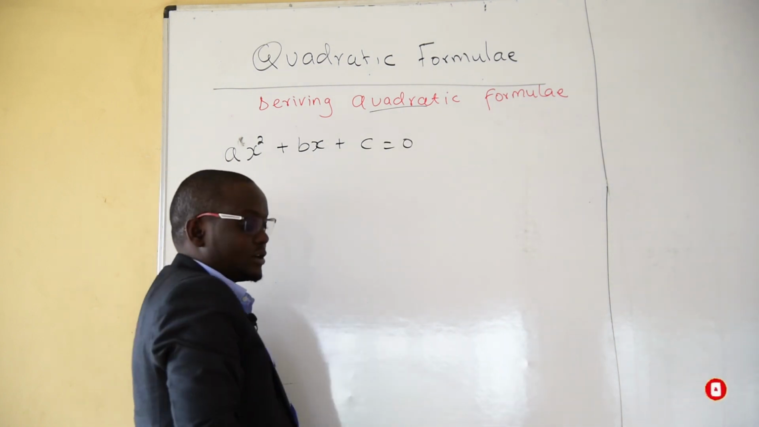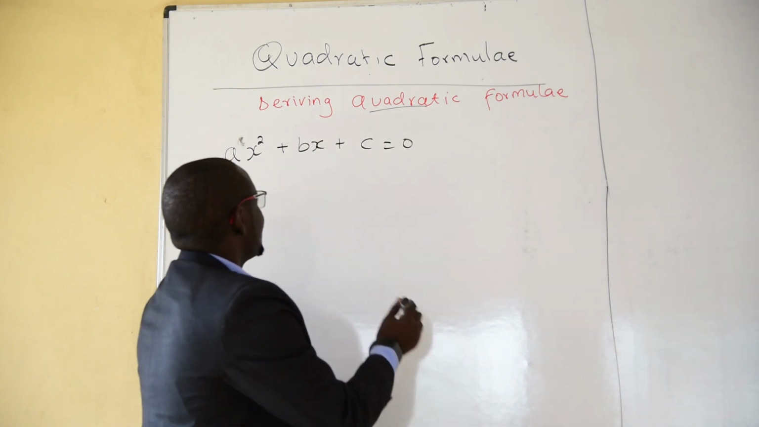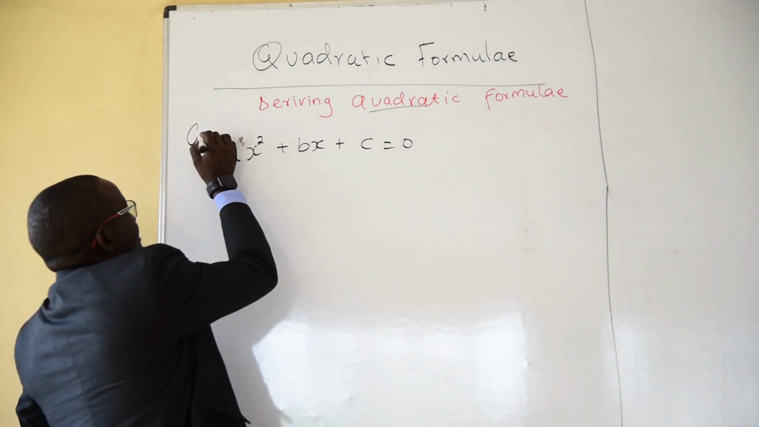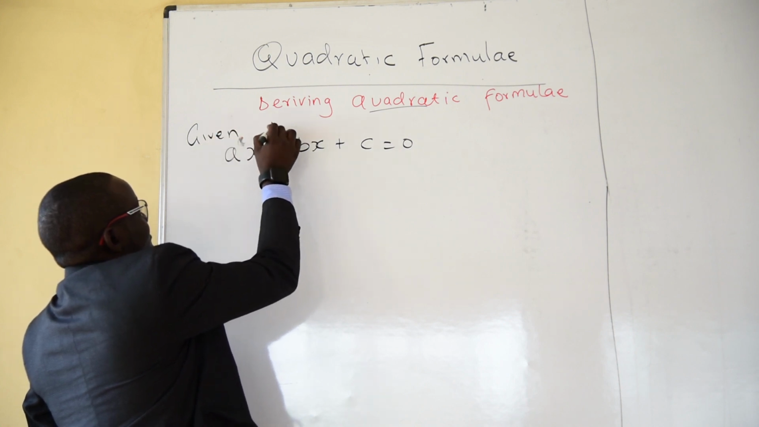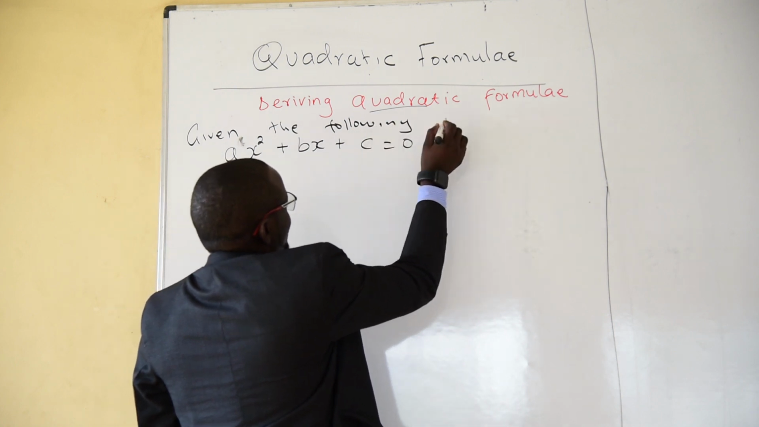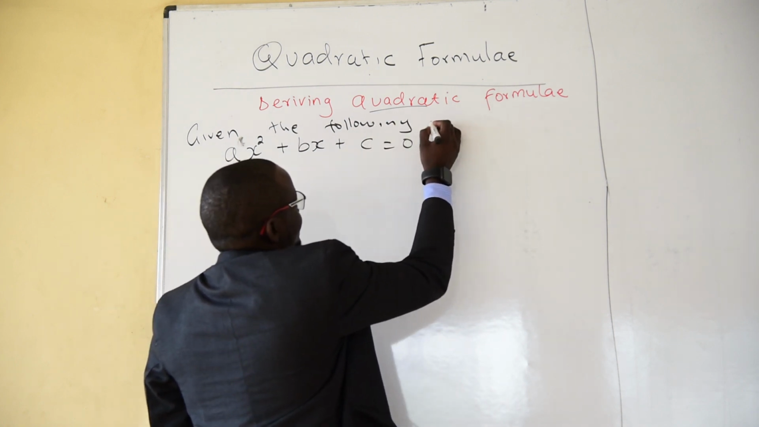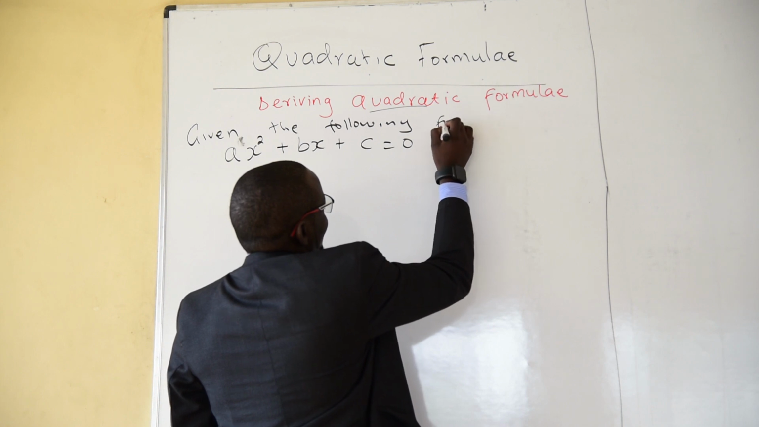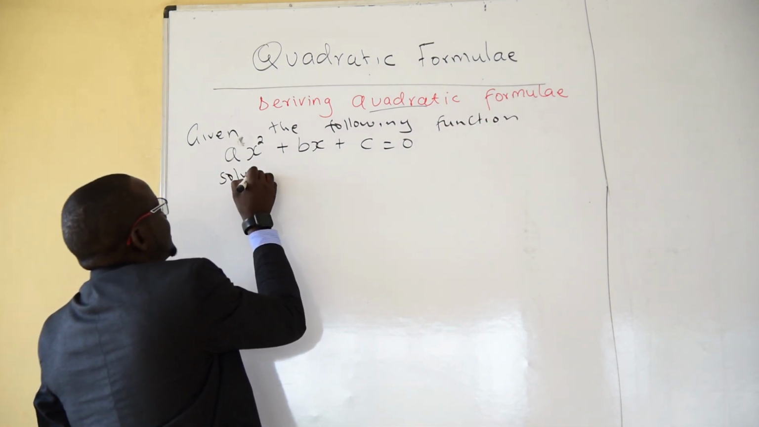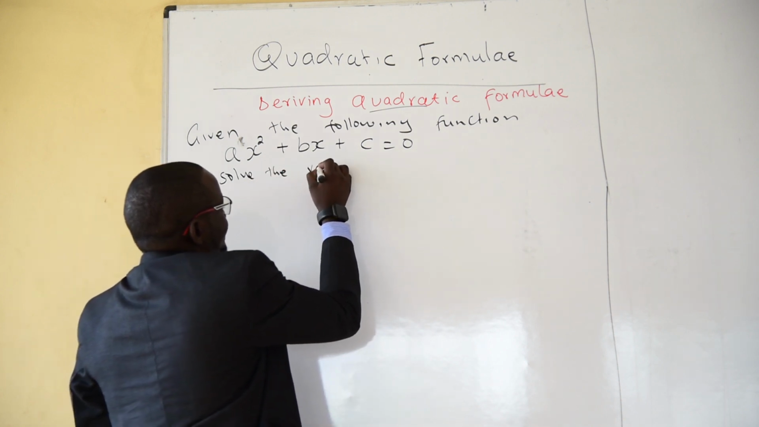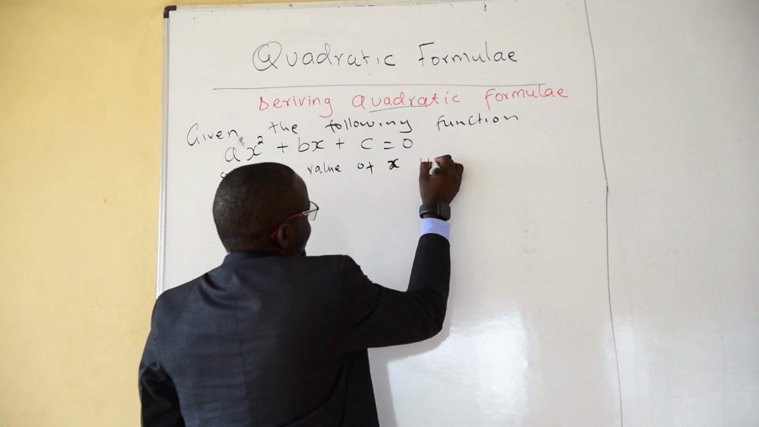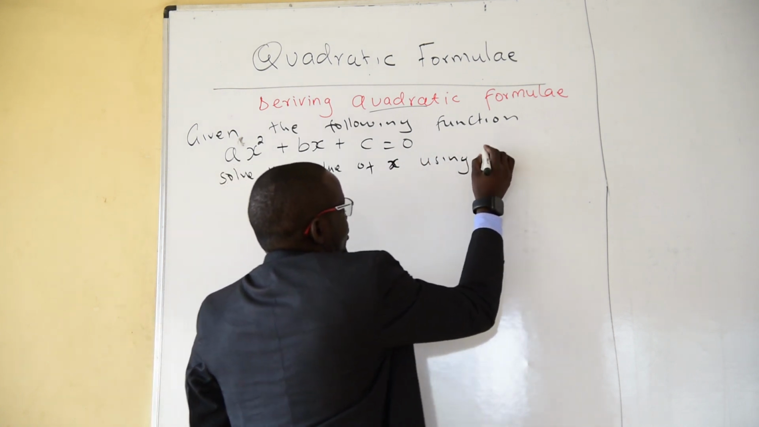Let us derive the quadratic formula. To derive the quadratic formula, we do this using completing the square. For instance, you can be given the following quadratic equation, or I can call it a function. You are asked to solve for the value of x using the quadratic formula, using completing the square.